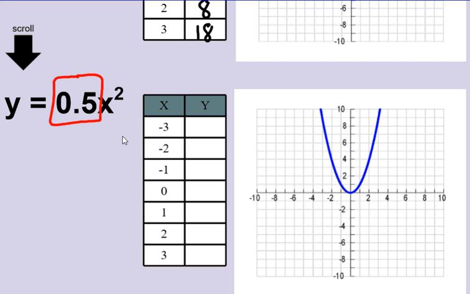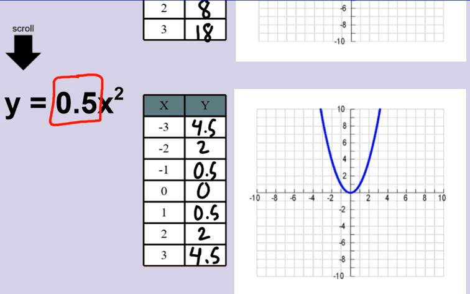If I put 3 in there, 3 squared is 9, and half of 9 is 4.5. If I put 2 in there, 2 squared is 4, and half of 4 is 2. If I put 1 in there, 1 squared is 1, and half of 1 is 0.5. 0 is obviously 0. Then it's just going to be a mirror image. You could try. Negative 1 squared is still a positive 1. Positive 1 times a half is 0.5. And then 2, and then 4.5.